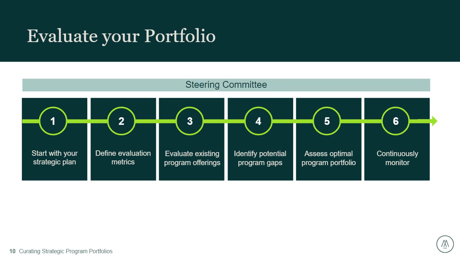You'll then move into actually evaluating all of your existing program offerings. So you'll use those evaluation metrics that were developed and apply them to each individual program so that you get a good sense of what your overall portfolio looks like. With your results all put together and compiled, you can then start to identify potential program gaps and see what your optimal program portfolio would look like. So again, rooting what is optimal within your strategic plan and your institution's mission.